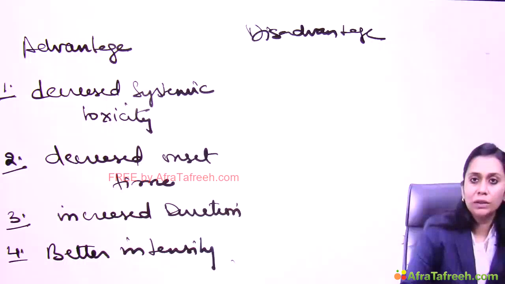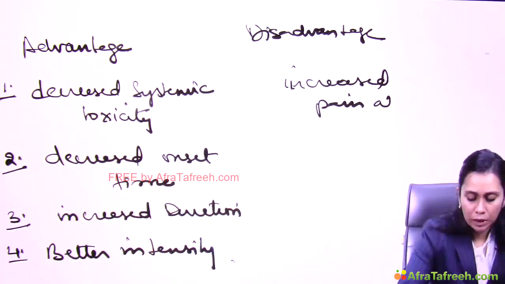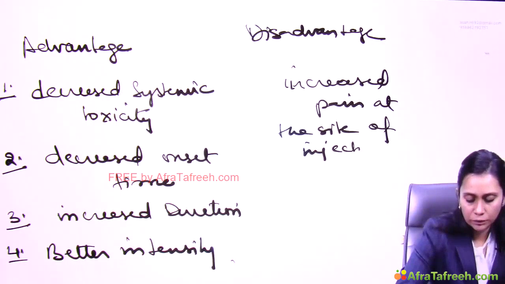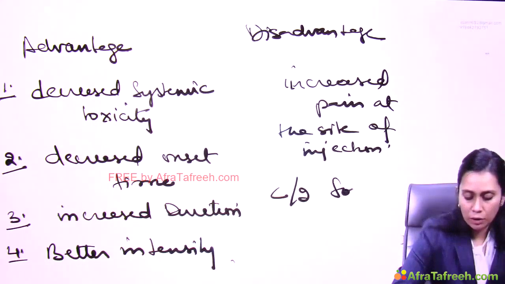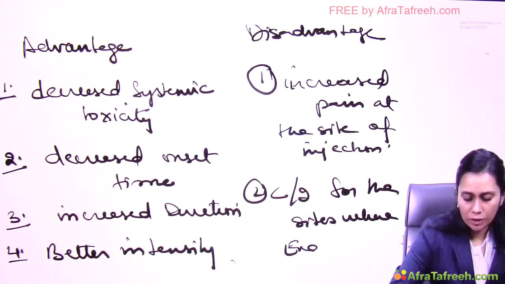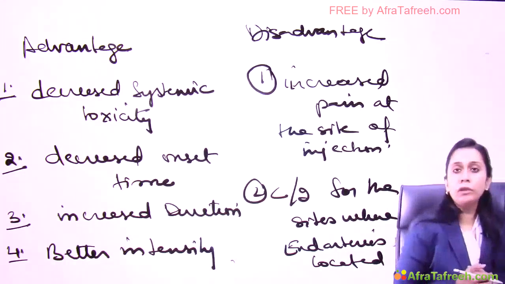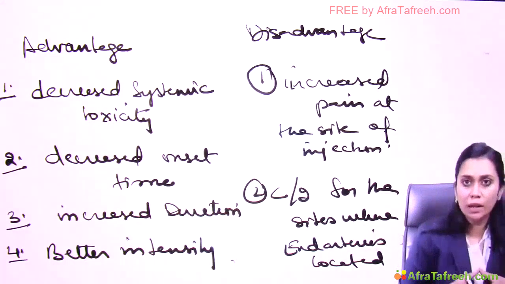Okay? And what is the disadvantage? Increased pain at the site of injection and contraindicated for the sites where end arteries are located. End arteries located. Got it? So it's contraindicated for finger block, contraindicated for toe block, all these conditions. So it's contraindicated for the sites where end arteries are located.